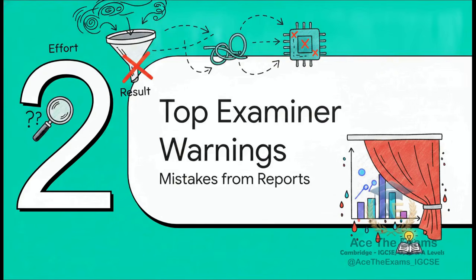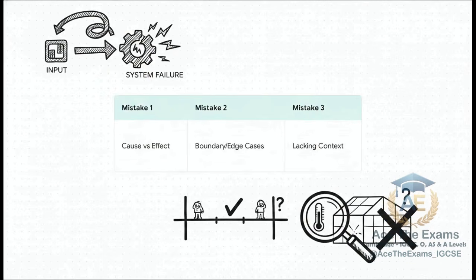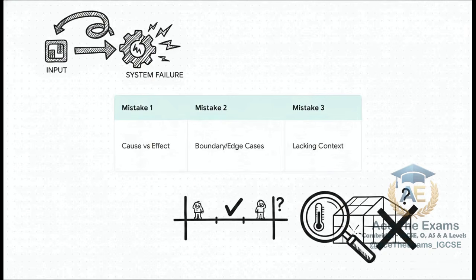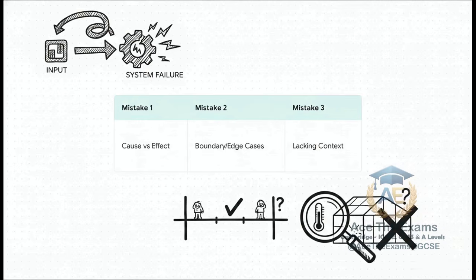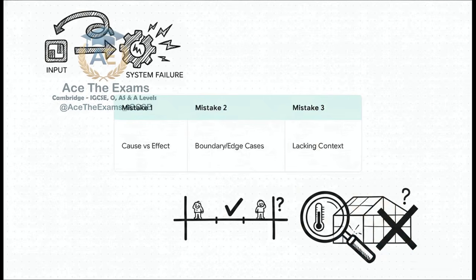Section 2. The top 3 examiner warnings. Let's see where things go wrong. This brilliantly illustrates why so many students miss out on top grades. They focus on the end product rather than the process itself. Here we are pulling back the curtain on the principal examiner reports to see exactly where thousands of candidates are just bleeding marks. These are the 3 exact reasons candidates fail when implementing range checks.